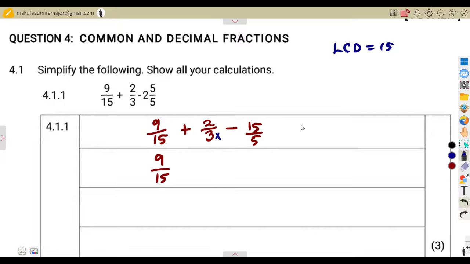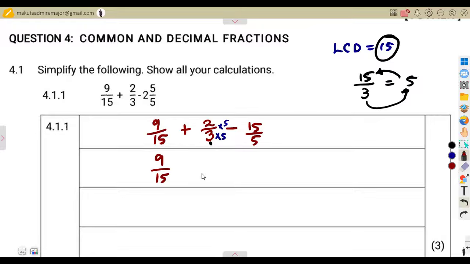So if you do not know this, just divide, okay? This number, the LCD, 15, divide by this number so that you know the number to use when you are multiplying. 15 divided by 3 is what? It's 5. So it means 3 times 5 is equal to what? Is equal to 15. So the number that I need to get this 15 is a 5. So I multiply by 5, both the denominator and also the numerator by 5.